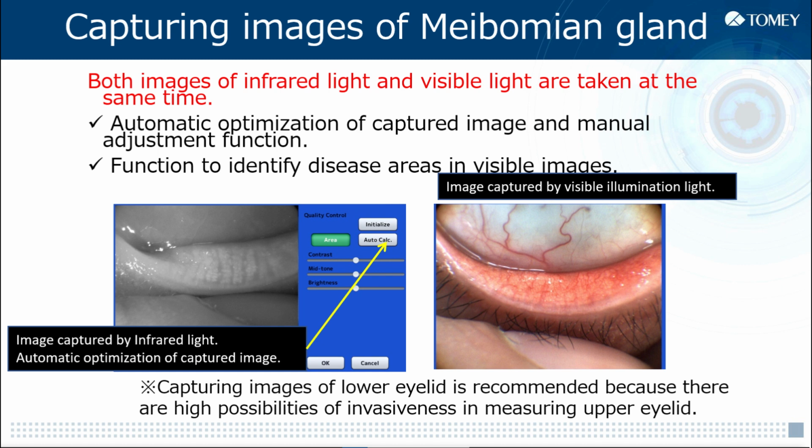The manual adjustment function supports taking pictures of the meibomian glands. Simultaneous shooting of an infrared light image and a visible light image helps meibomian gland observation. And there is a function that identifies disease areas in visible images. It is recommended to observe the lower eyelid because the upper eyelid is difficult to observe. It is also recommended to adjust the contrast and brightness after measurement because the analysis result will be affected by the way the eyelids are turned, how the light hits, or focusing.